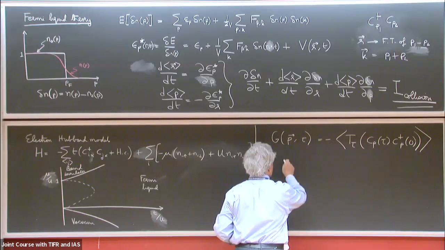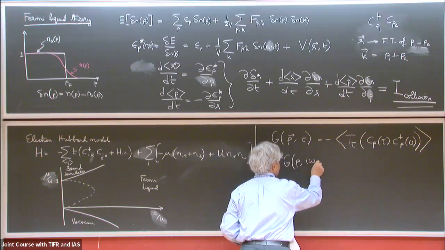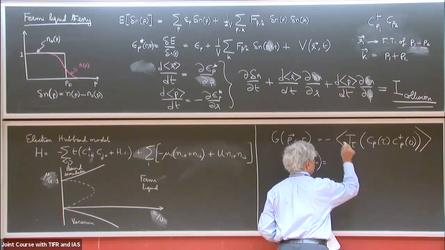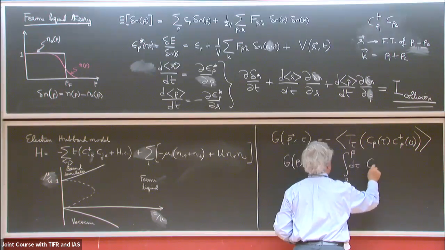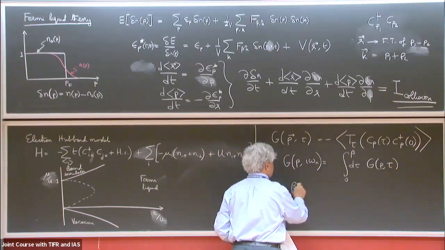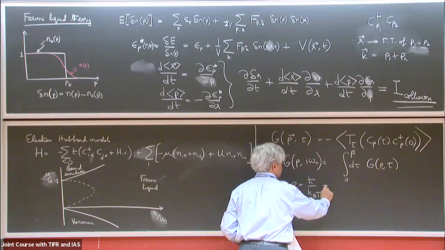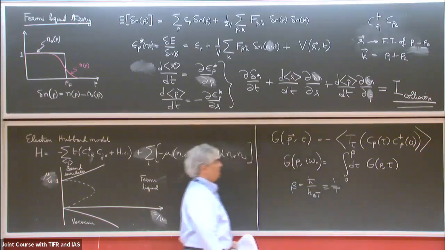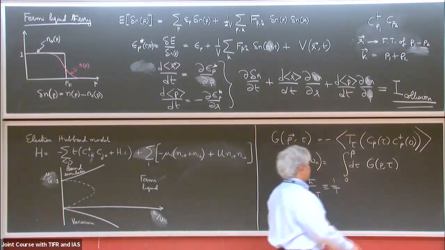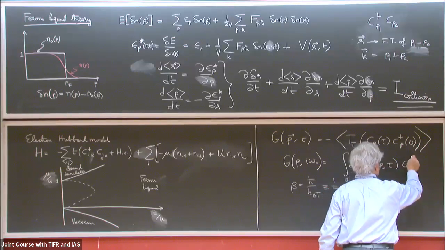And from this Green's function, we also define the Green's function in frequency space, which is the time integral of this function from zero to beta, d tau of G. Here beta is h bar over k_B T, which we're just going to replace as 1 over T. There is e to the i omega. Yes, thank you. I have to remember the sign of this thing. So this is e to the i omega, positive.